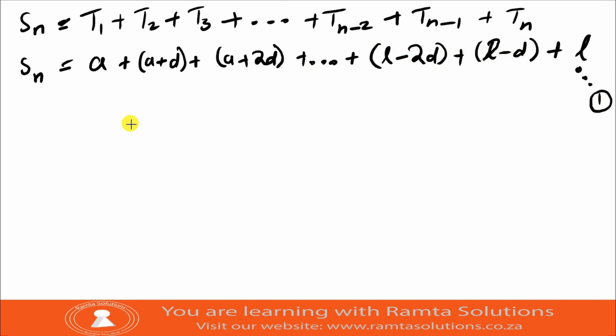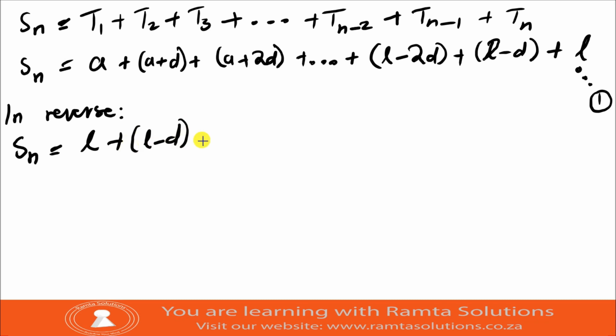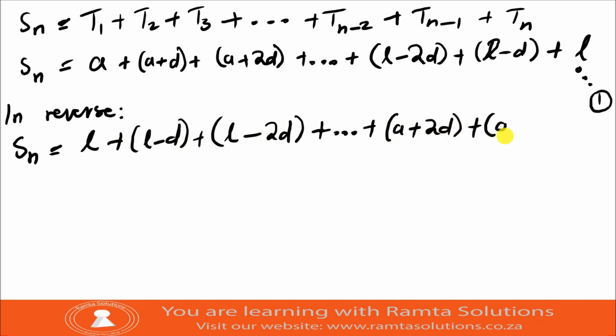Now let's reverse this order. When we reverse the order, we say Sn equals L plus L minus d plus L minus 2d plus ellipsis plus a plus 2d plus a plus d plus a. We're going to call this equation 2.